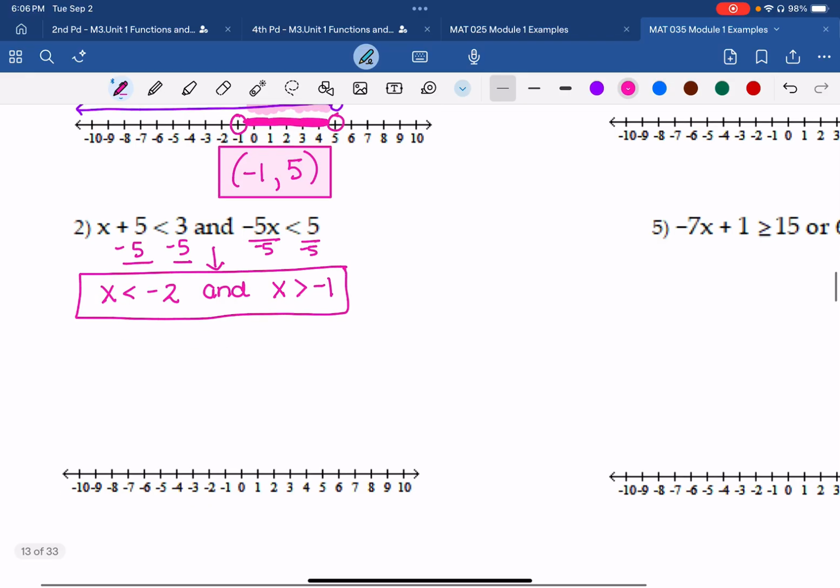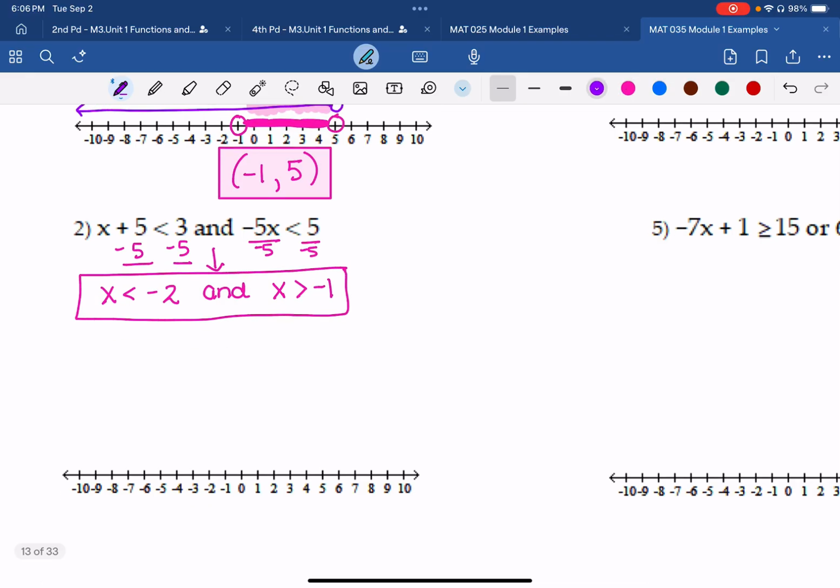I'm going to come down here and graph the same way. I'm going to graph this one in purple above my graph. So -2, open, to the left because it's less. Then I'm going to graph at -1. I am open, and I'm going to the right.